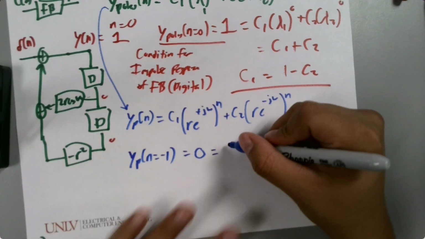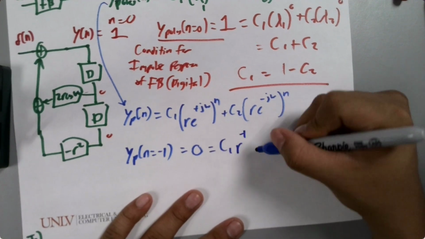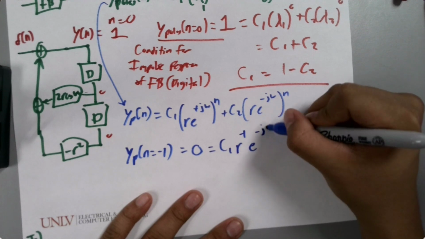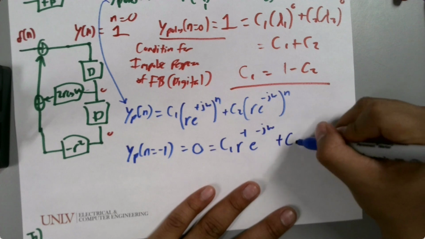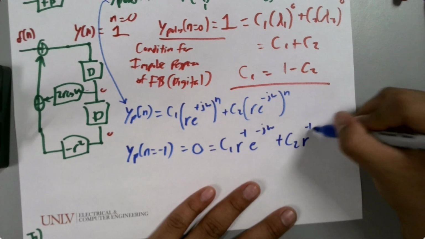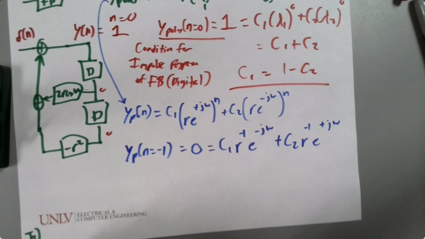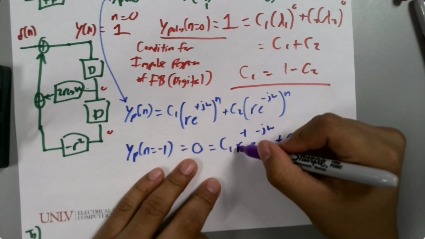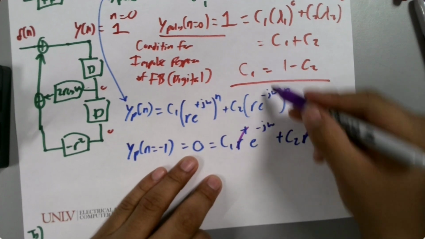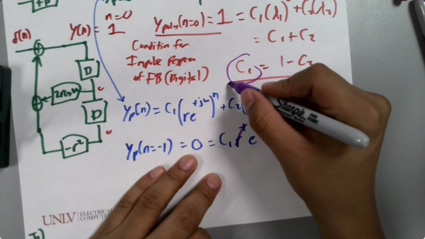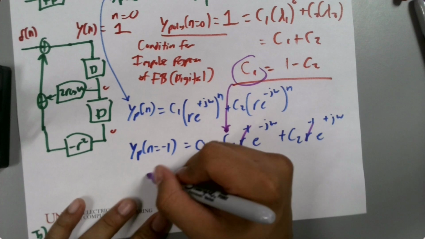Which means we can do the following. C1 r to the minus 1, e to the minus j omega. Is everyone following that? Plus C2 r to the minus 1 e to the positive j omega. Is everyone getting that? Because I don't want to waste too much time. And now we're going to solve for one of the coefficients. So what I'm going to do is just punch this into here. Okay? So now we're going to get the following.